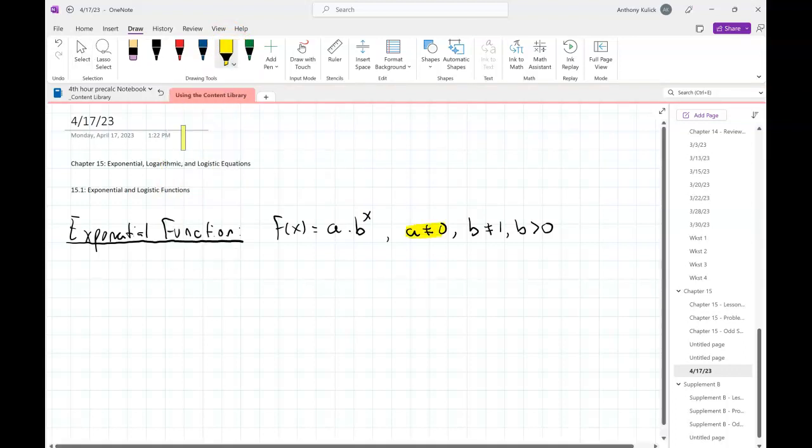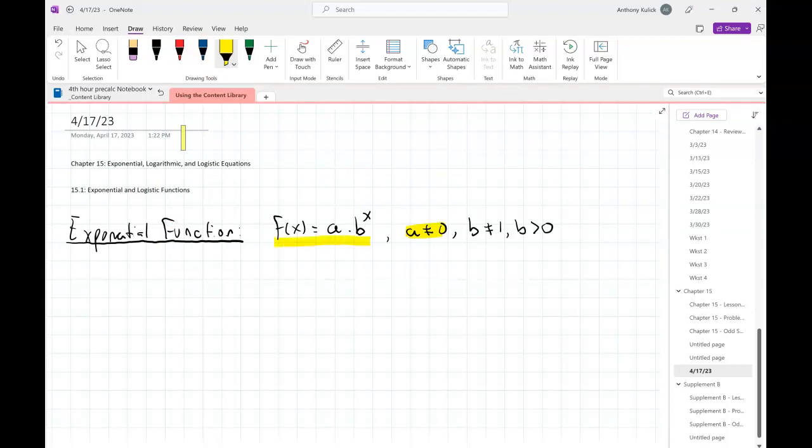So what would happen if we allowed A to be 0? What would happen to our exponential function? What would happen if A was 0? Audrey, did you say something? It just equals 0, right? Which is a constant function type of polynomial, not what we want, right?